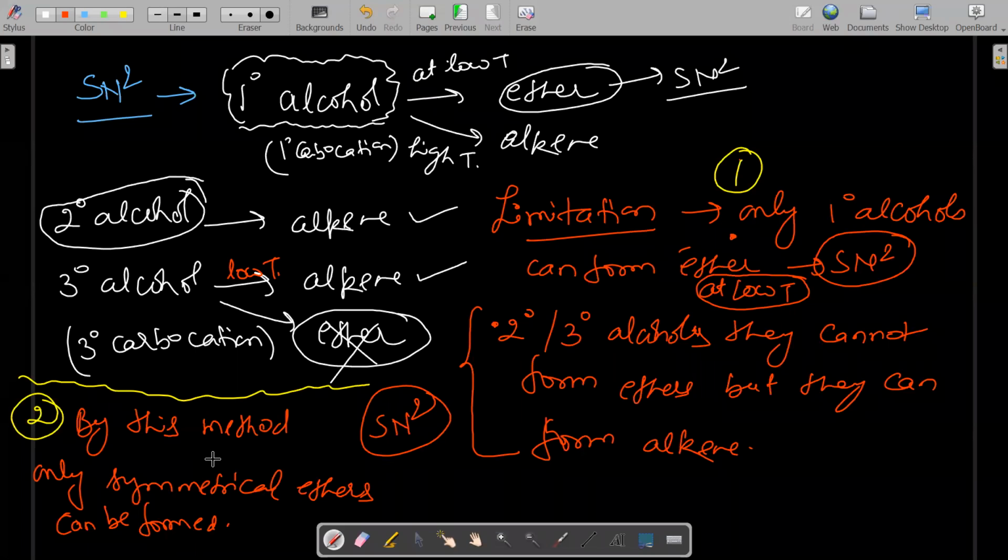by this method only symmetrical ether is prepared, as we are using the same molecules, because in this case the 2 moles are similar moles. Okay, so these are the 2 limitations which you have to remember. Okay, so now this is clear to all of you. And phenol we do not have to do. Phenol does not undergo dehydration reaction, because phenol does not undergo which reaction? Protonation, right? Protonation. Yeah, correct.